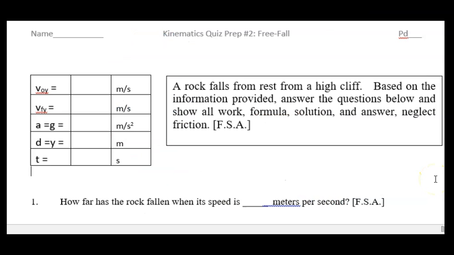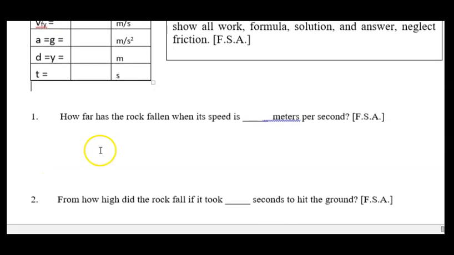Here's a typical free fall problem with many parts. A rock falls from a high cliff. Based on the information provided, answer the questions below, show all work: formula, solution, answer, and neglect friction. And here we would, of course, give you a height or an initial time. And let's look at the questions that would come down.